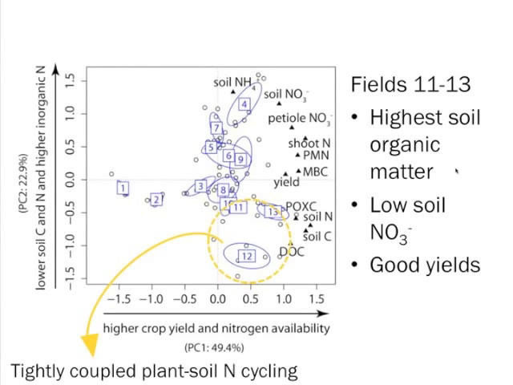Finally, we can look down here to fields 11 and 13 and find an example of tightly coupled plant-soil nitrogen cycling with low values along this y-axis. Again, these had the highest soil organic matter, low soil nitrate, but good yields.